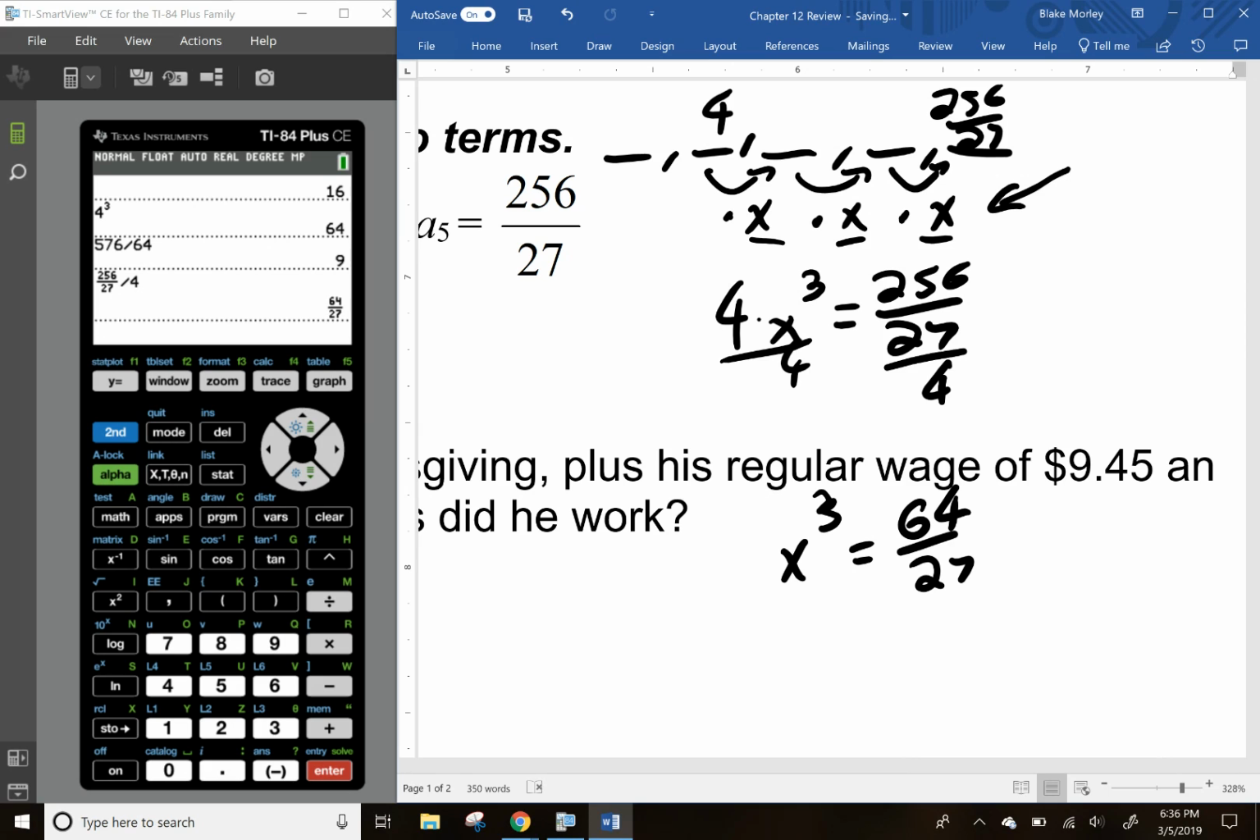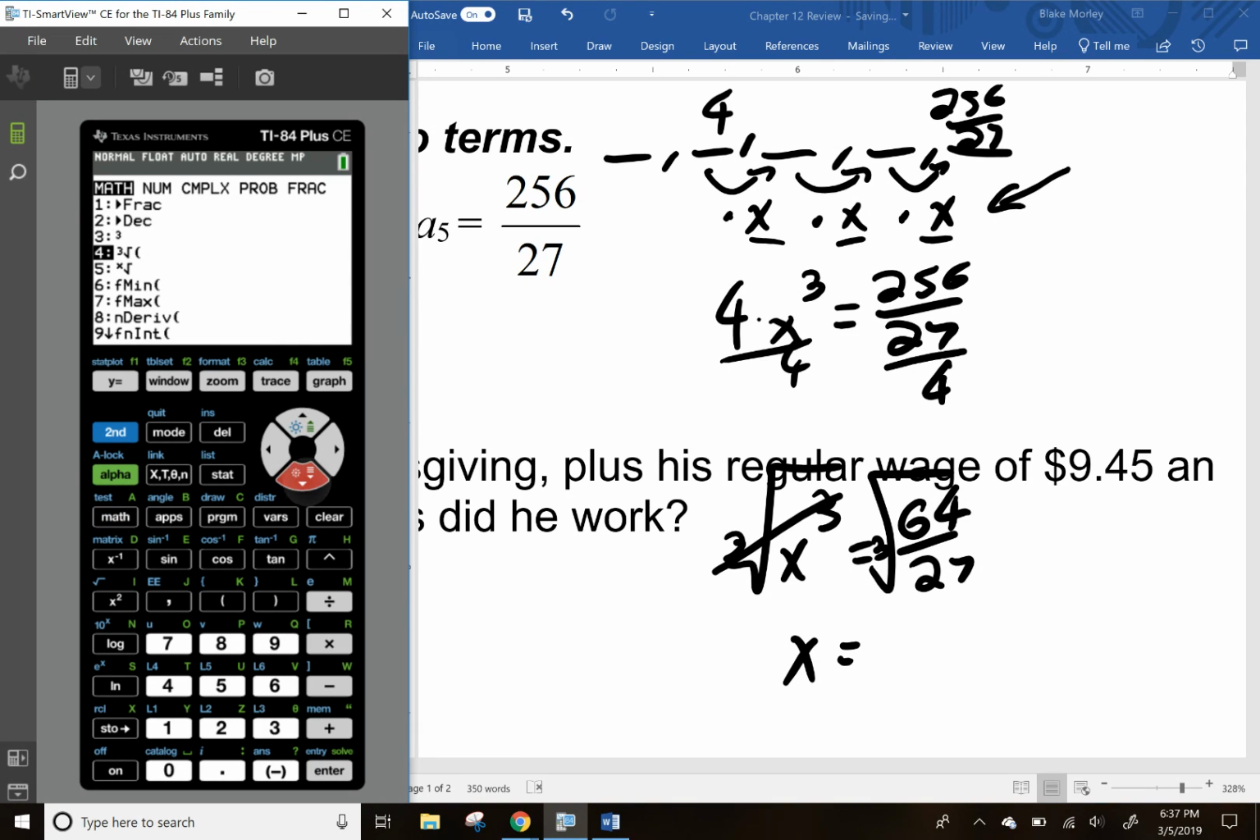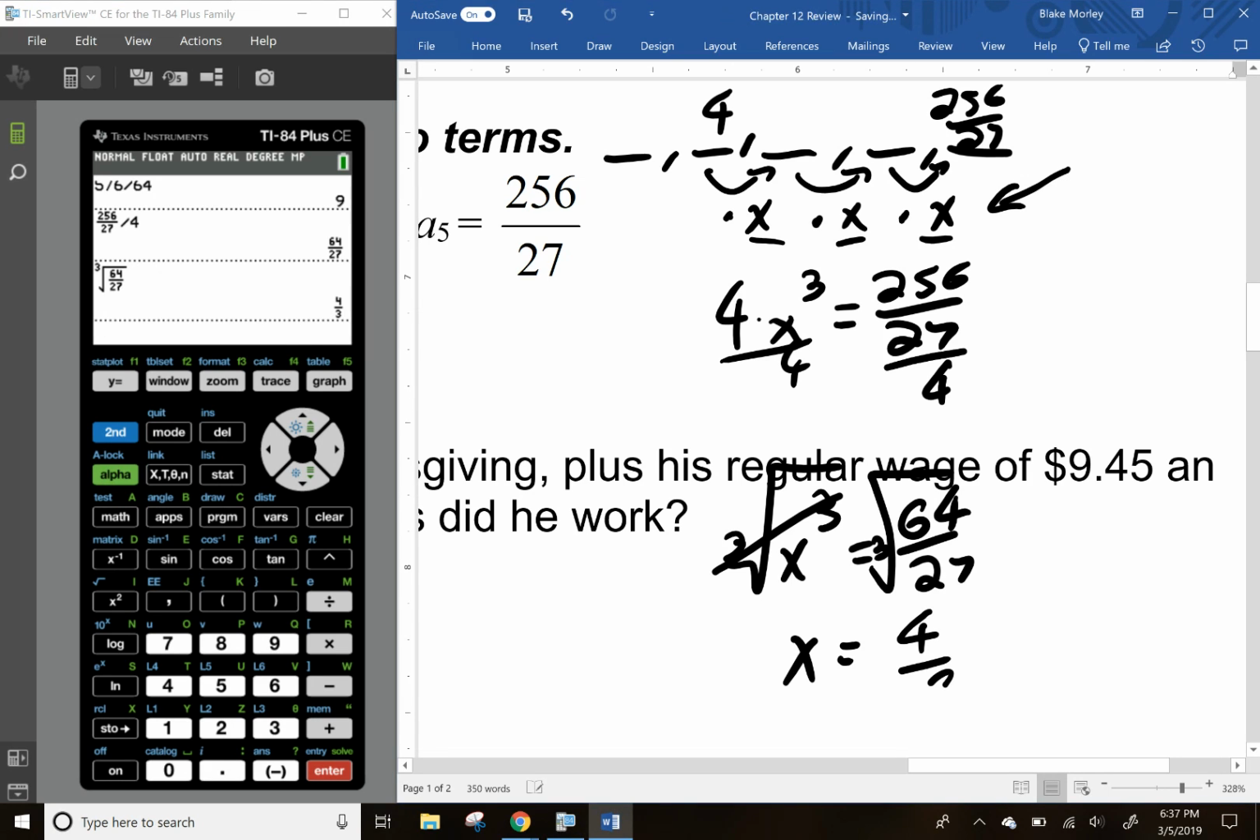Now I just need to take the cube root, because it's something to the third power. So I need to take the cube root of both sides, which leaves me with x. If I do math, I've got the cube root button here. I'll type in the fraction 64 over 27, and the answer is 4/3.